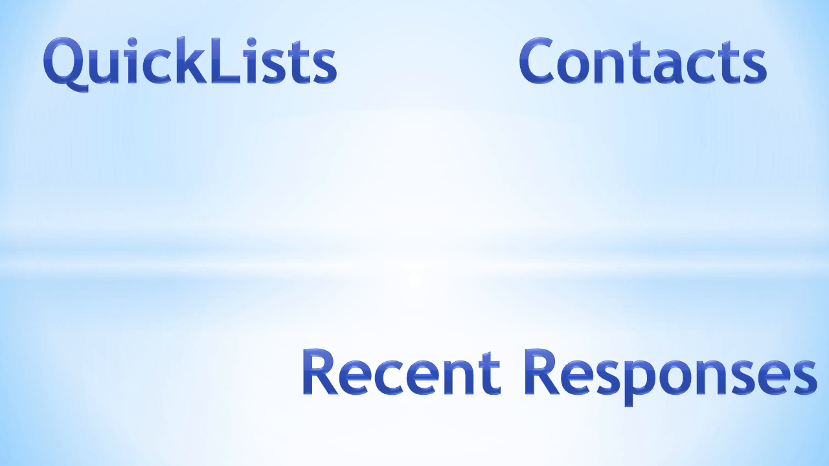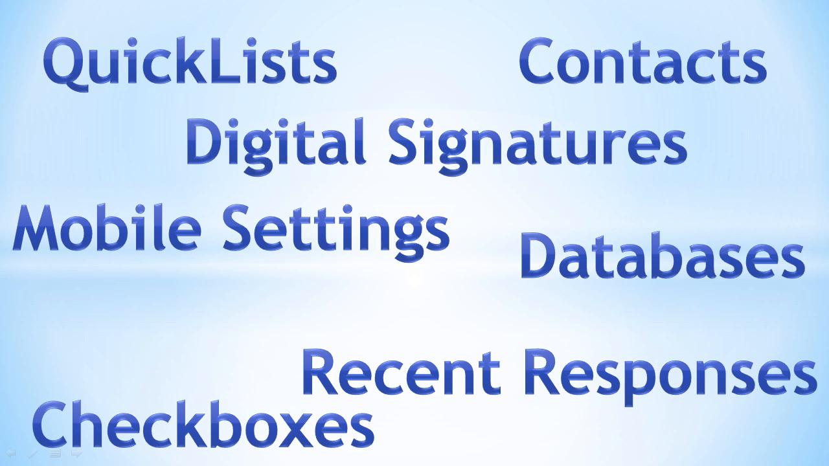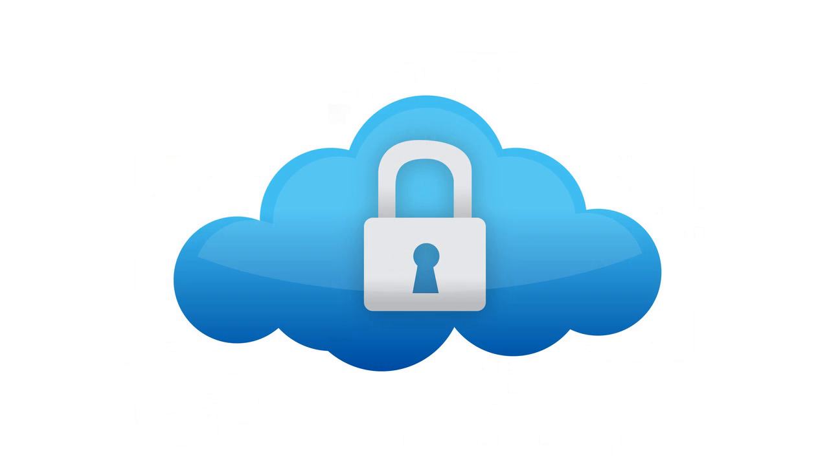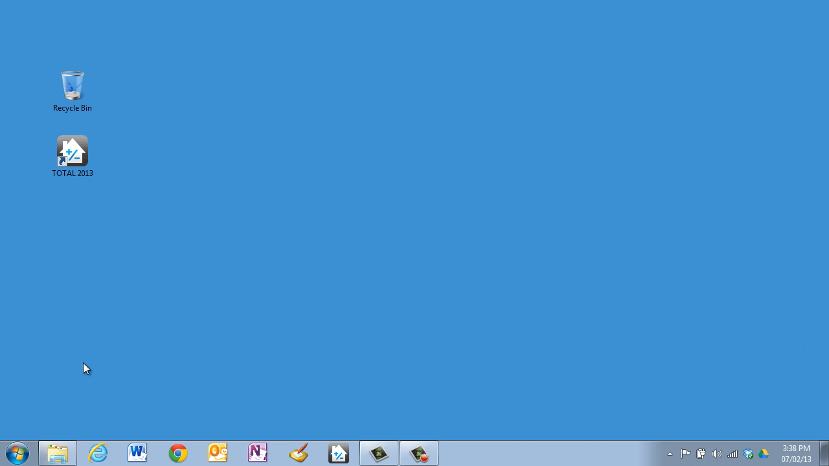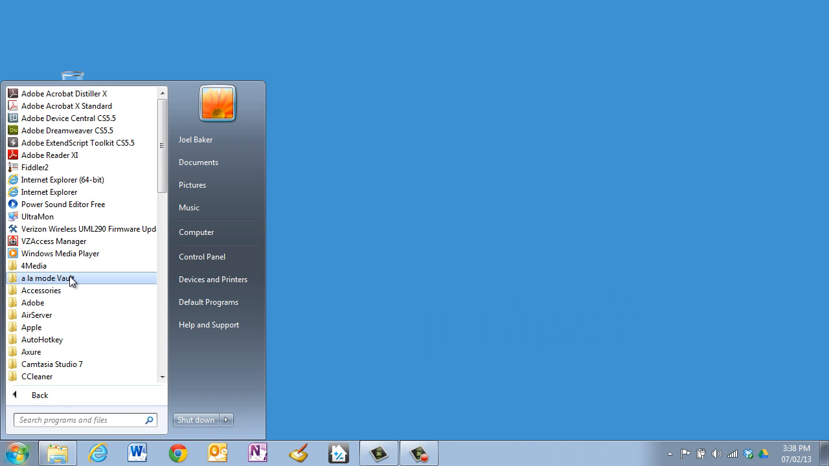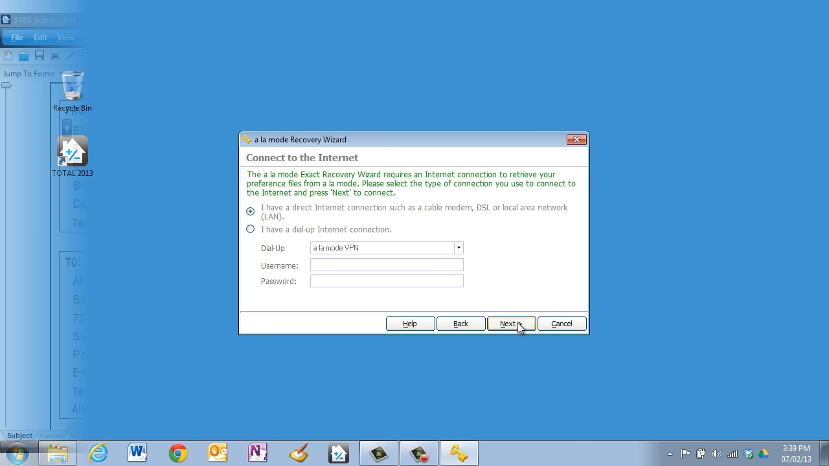With Exact, which is part of Vault, your QuickLists, contacts, digital signatures, databases, and other checkboxes and preferences are all saved online in the cloud, ready for use at a moment's notice. Once you've installed fresh copies of Total and Vault on the new computer, simply download all your settings from Exact. Using the Vault menu, choose to recover your preferences, then step through the Exact wizard to download and install them.